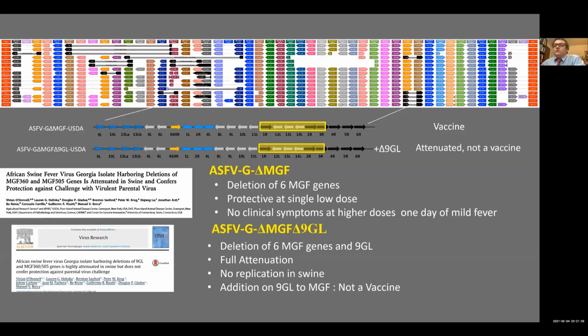To this vaccine candidate, we deleted another gene, Delta of 9GL. And when we took the 9GL deletion and we added it to our MGF gene, we did still maintain full attenuation. However, we had no replication in swine. And this shows that the addition of just a single deletion to this MGF deletion was not a vaccine.